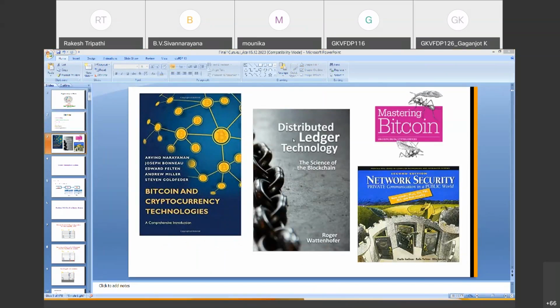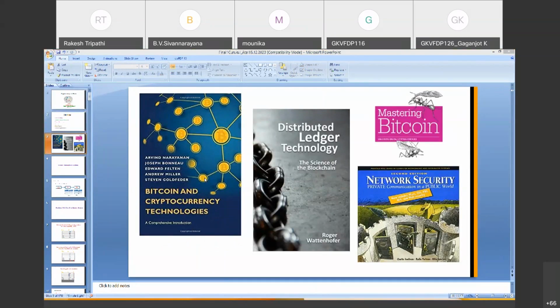So before I start the actual stuff, these are the important books that somebody might have shared with you all. The first book is Bitcoin and Cryptocurrency Technology. These authors have also given a Coursera course, and this book is very nice. I have it with me. It's a very easy-going book, and it's just to get an introduction to Bitcoin and how things are actually working.